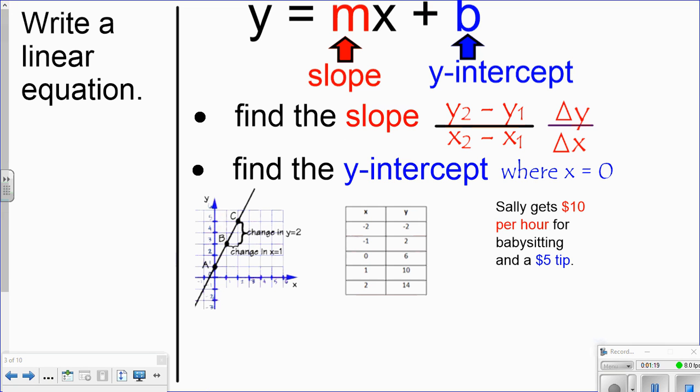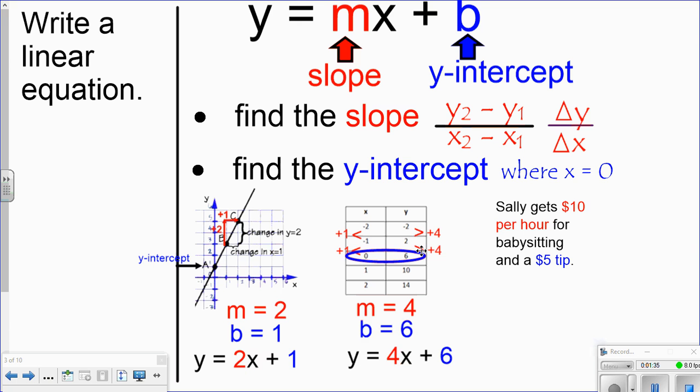So for example, in this graph, the m is the slope, so we're going to count how much up and over from one point to the next. The b is the y-intercept, so where does it cross the y? And then we write our equation, y equals 2x plus 1.